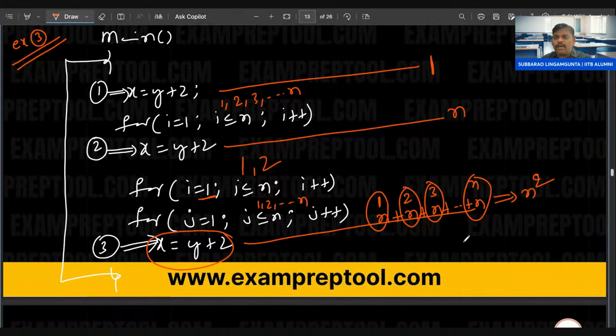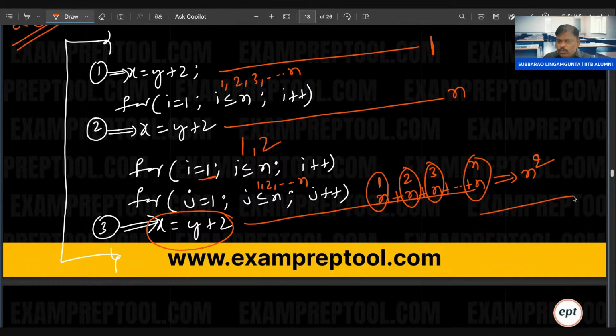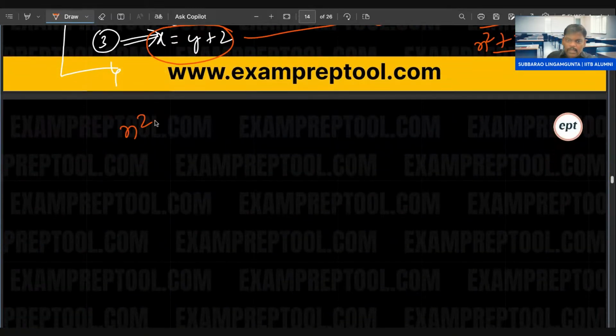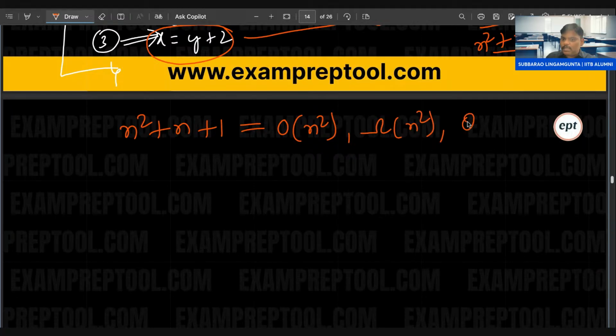So the total program order of magnitude is n square plus n plus 1. Three statements are there, and I have written every statement's order of magnitude. The total program order of magnitude is n square plus n plus 1. This can be written as big O of n square, can also be written as omega of n square, and can also be written as theta of n square. This is the third problem, time complexity.